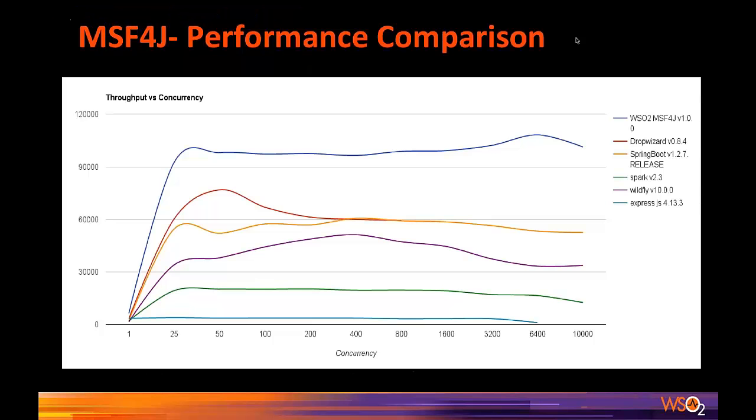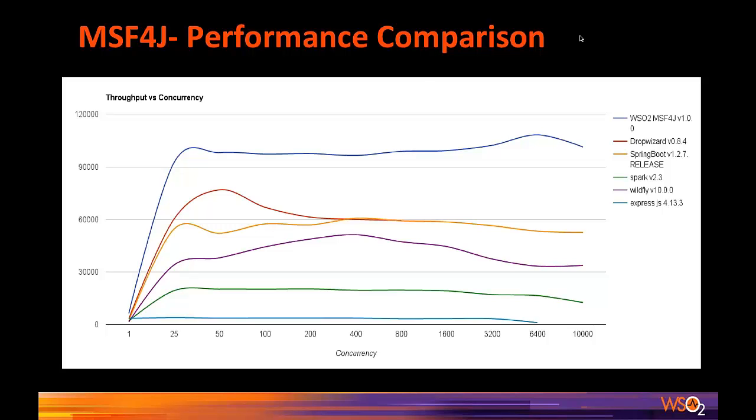Then I will go to some of the performance numbers. We have done some performance comparisons with some other well-known microservices frameworks. The first one is based on how throughput varies with concurrency. At the moment, we try to achieve a very high level of throughput with concurrency. We have compared with Dropwizard, Spring Boot, etc.